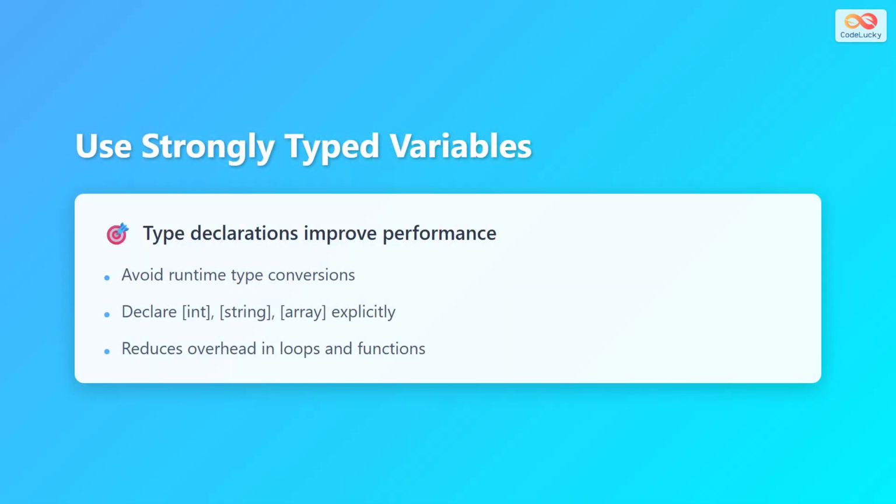Another important optimization is using strongly typed variables. When you don't specify a type, PowerShell has to figure out the data type at runtime, which adds overhead. By explicitly declaring types like integer, string, or array, you eliminate this runtime type conversion. This is especially important inside loops and functions where variables are accessed repeatedly. The performance gain becomes more noticeable as your script processes more data.